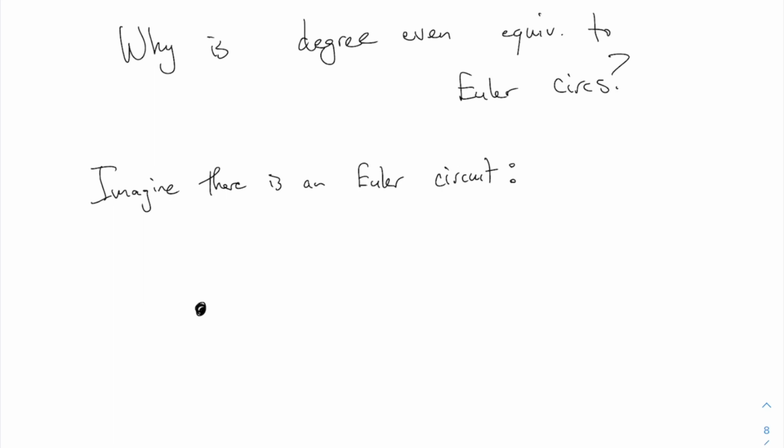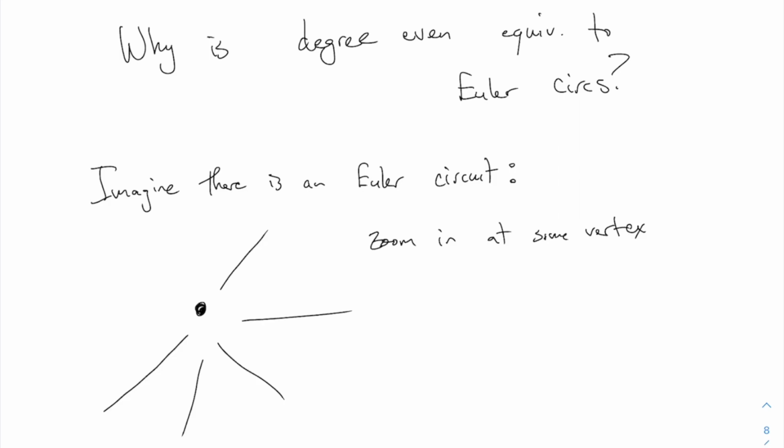And let's just try to think about what the graph looks like at some particular vertex. I would like to zoom in at some vertex. Now, this vertex has a bunch of edges coming out of it, which go into the rest of the graph, but I'm not trying to draw the whole graph here. I'm just drawing one vertex, and it has a bunch of edges coming out of it.